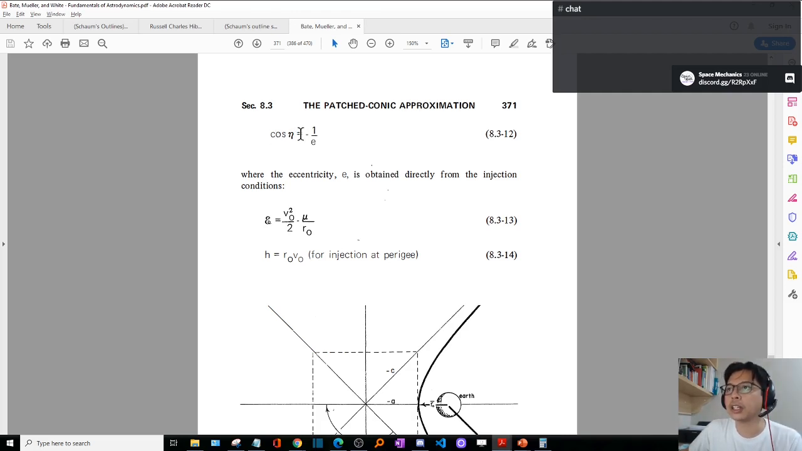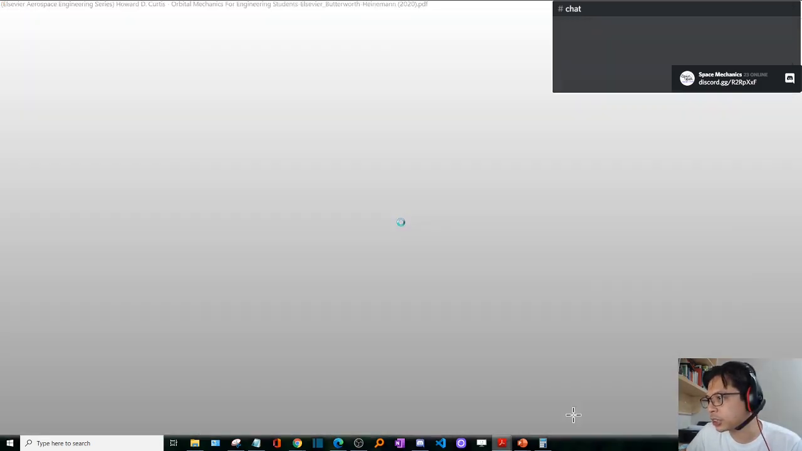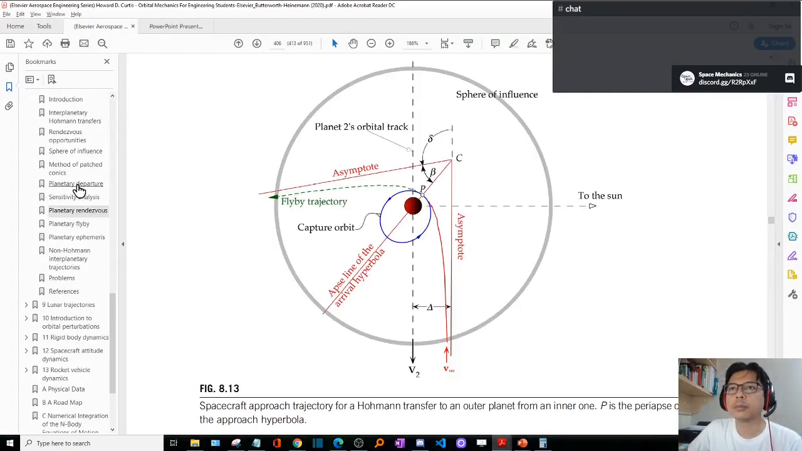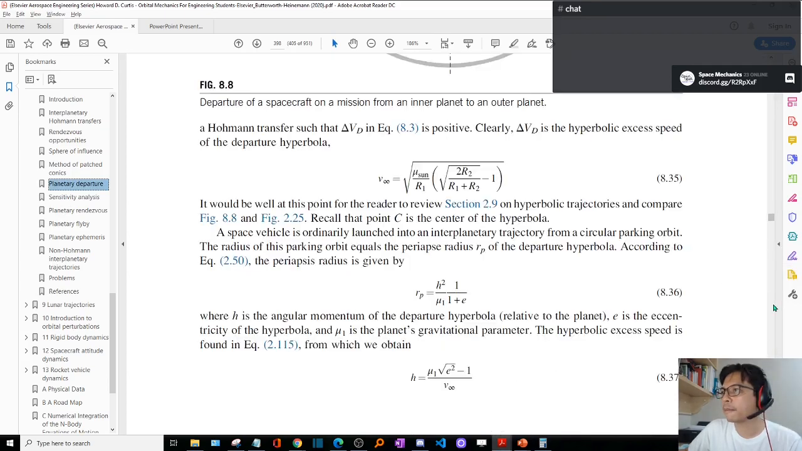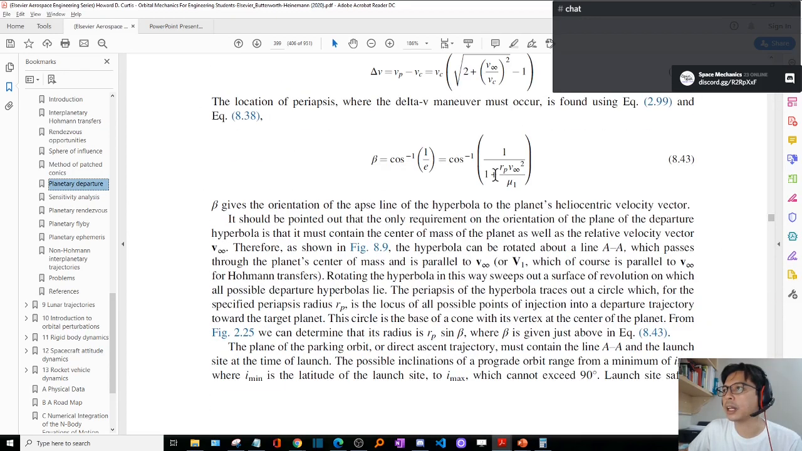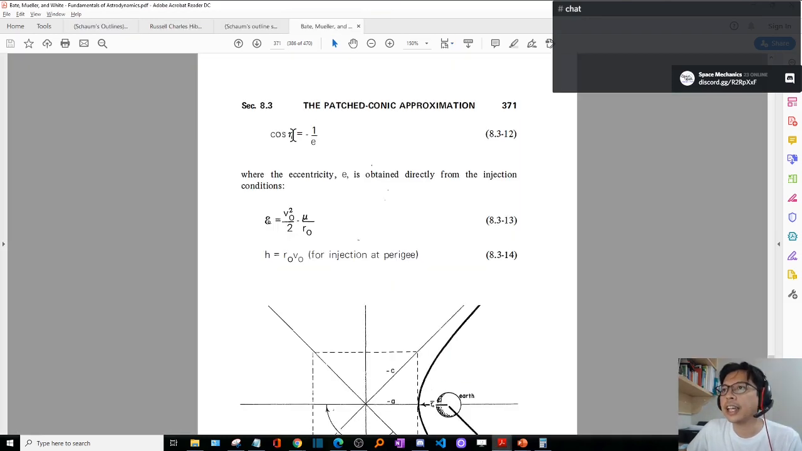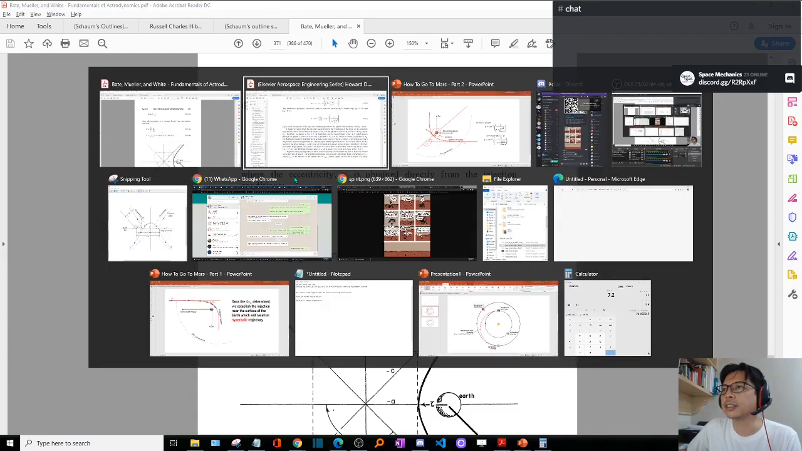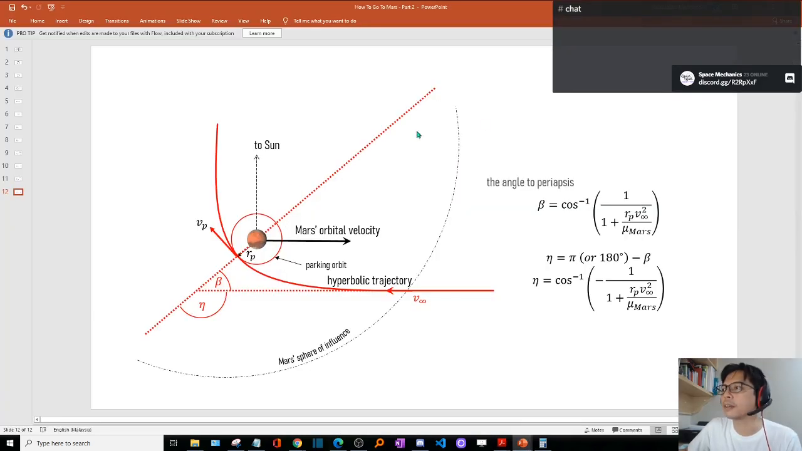Cosine beta is equal to 1/e. Don't worry, 1/e. Let me check again here. Beta. I think this book uses beta. Yeah, here. So cosine beta is 1/e. Cosine eta is -1/e. The reason is beta plus eta is 180 degrees. So I was right.